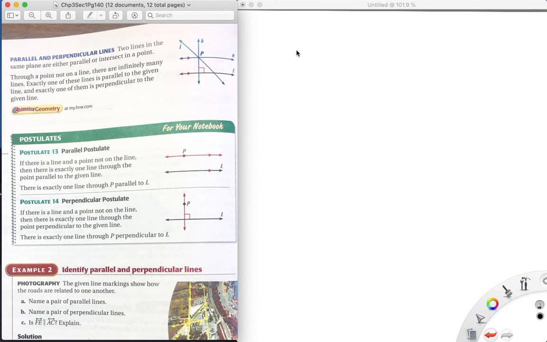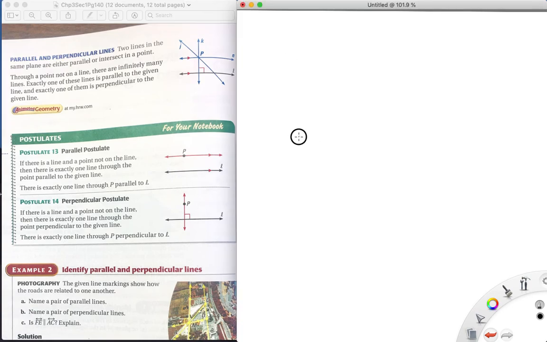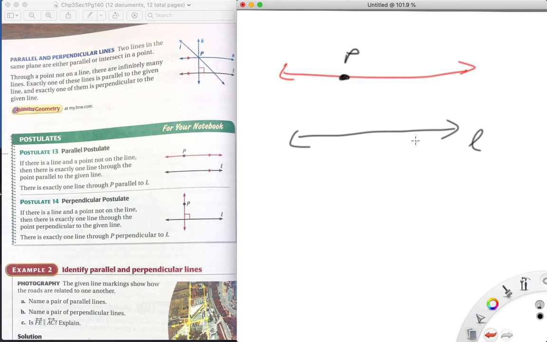If there is a line, here's the line F. Here's another line. This thing says, if there is a line and a point not on the line, so here is line L. Here is a point, we'll call it point P. This point P is not on line L. Then there exists one line through that point parallel to the given line. In other words, there is exactly one line through point P that's parallel to L.